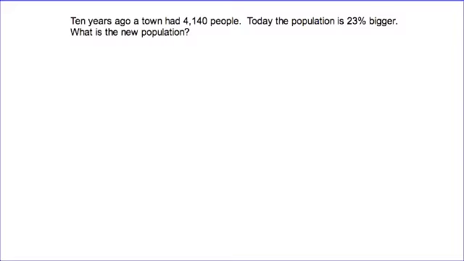The question we have to answer here is: 10 years ago, a town had a population of 4,140 people. Today, the population is 23% bigger. What is the new population? Since we're going to use proportions here, we'll start with comparing words. Since this is really about an increase in population, I'm going to compare the increase in population to the original population.